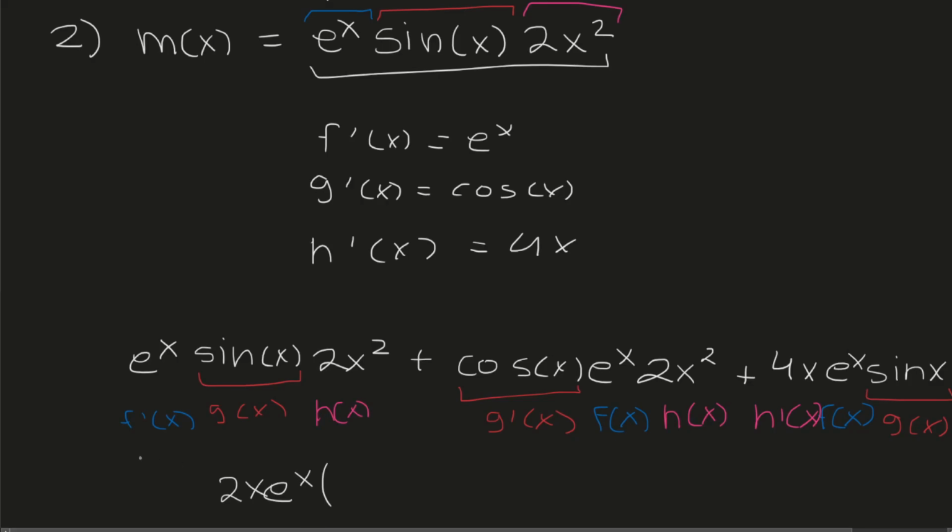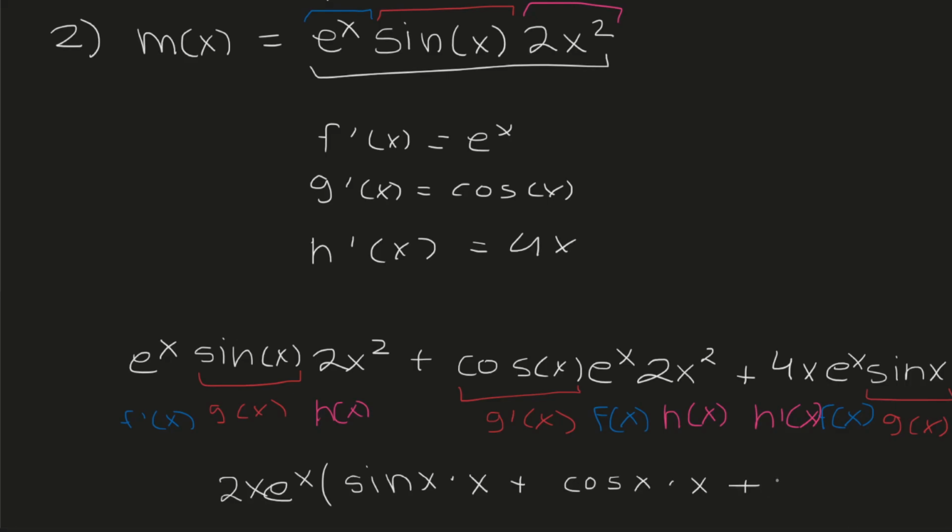So that'll leave us with 2x e to the x times the quantity sine x times x plus cosine x times x plus 2 sine x, which is our final answer for the derivative of this function.